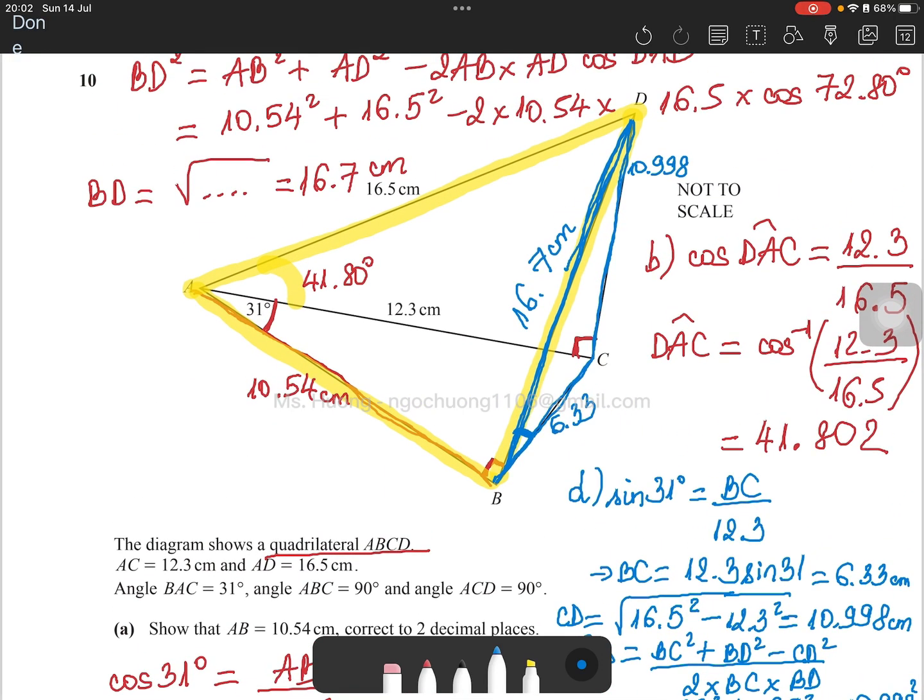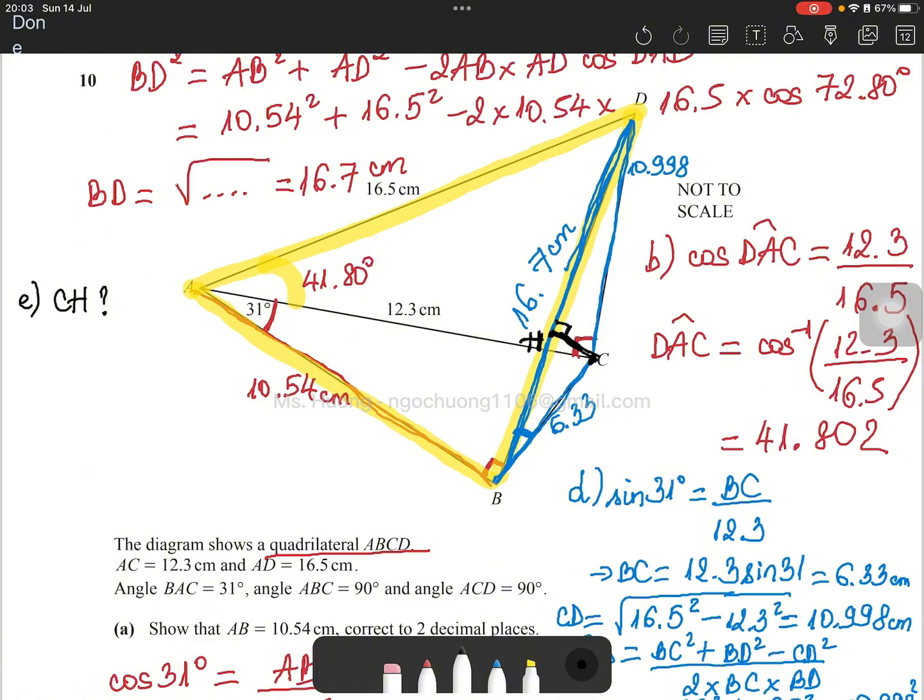Question E. Calculate the shortest distance from C to BD. The shortest distance from C to BD is the line that starts from C and is perpendicular to BD. So I will call this intersection H, which means we need to find the length of CH. We see that the triangle BCH is a right angle triangle.